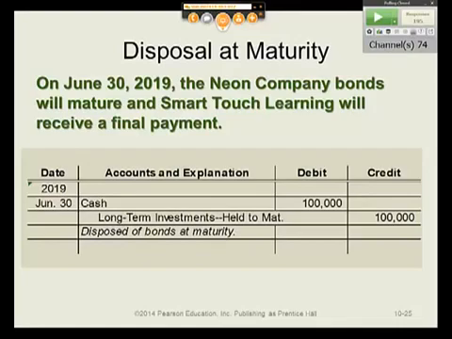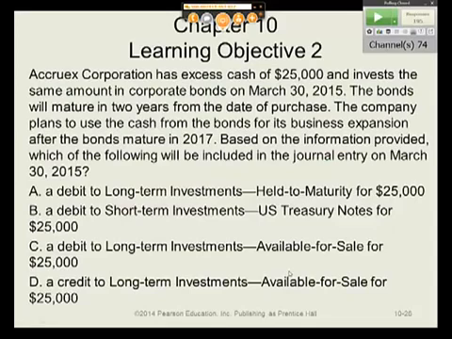Okay. Now, a couple of questions at the end. I'm just going to give you the answers. These are, I think, pretty easy. This one was a bond that will mature in 2 years, and the company is going to hold them for a 2-year period, and therefore it will be a held-to-maturity security. So the answer to this one is A.